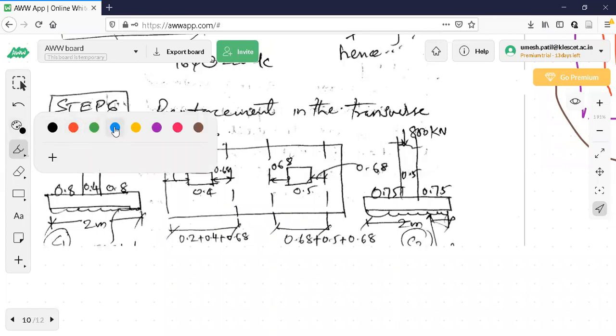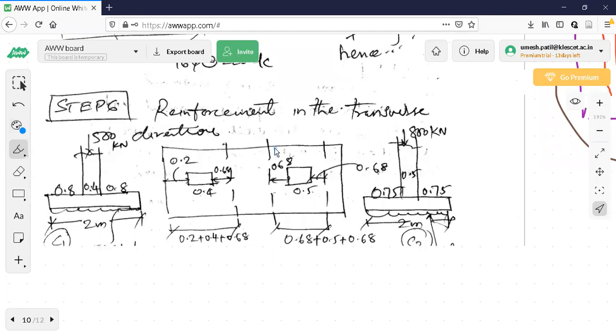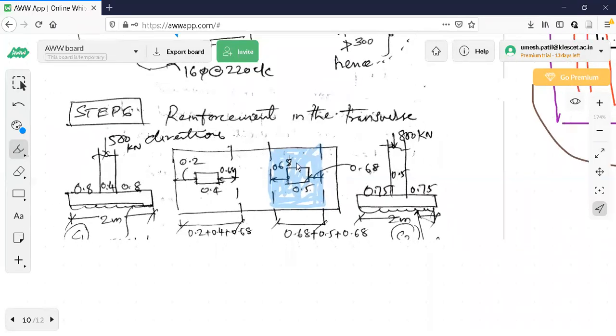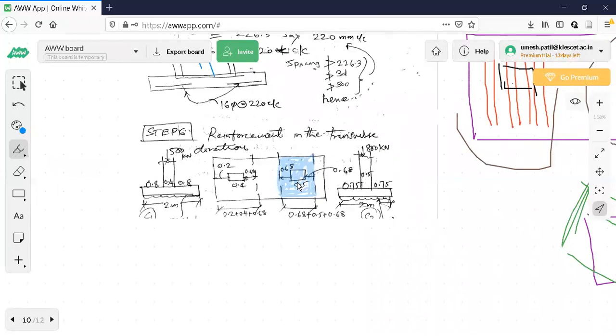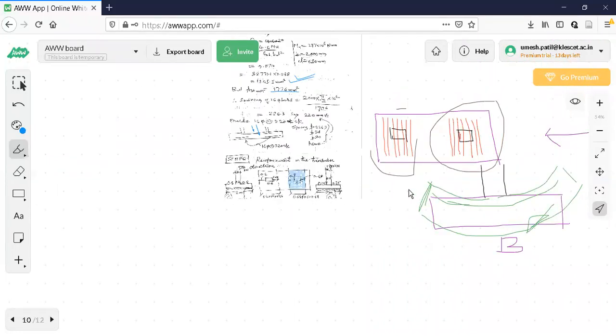Just observe clearly here. Just observe this. Only this much of the footing, this much, this entire area, bends like this, bends like this. This portion bends transversely like this. Only in this area should I provide the reinforcement here.